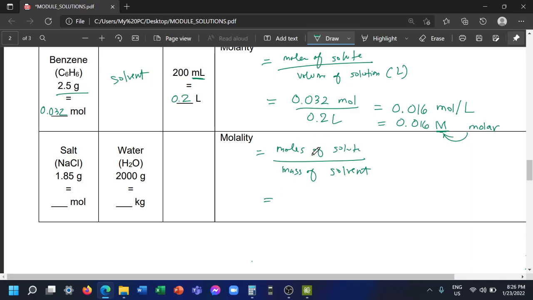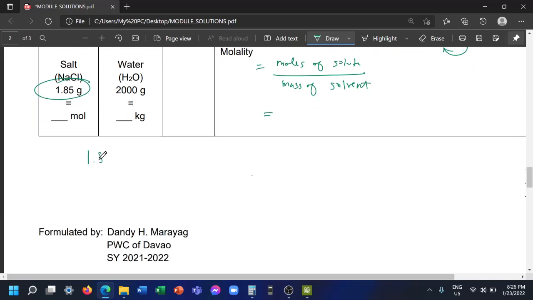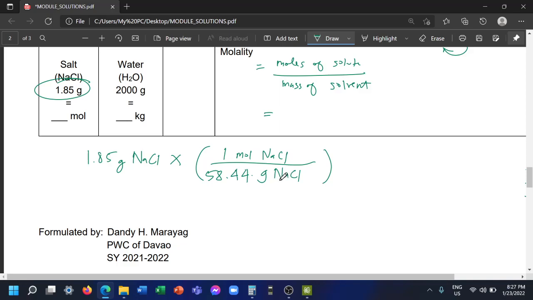So first we need the moles of the solute, but again the problem is it's given in mass, so we need to convert this mass. 1.85 grams of NaCl. Then convert this one to the number of moles. 1 mole of NaCl is how many grams? Let's not solve this one because it will take time. If you solve this one individually, you may find out that 1 mole of NaCl is equal to 58.44 grams.